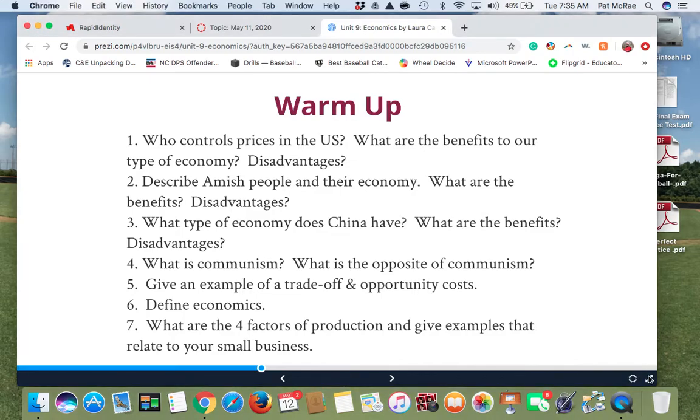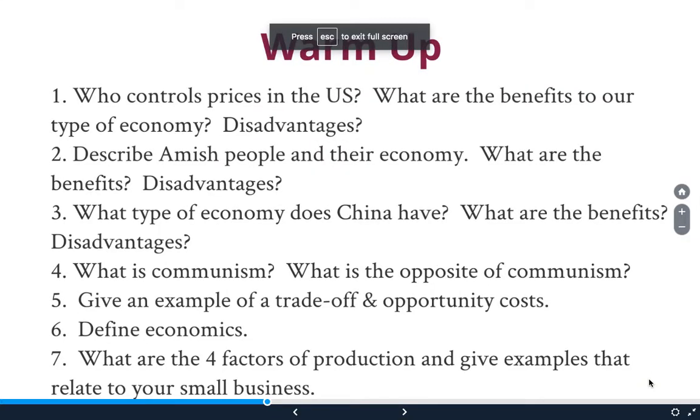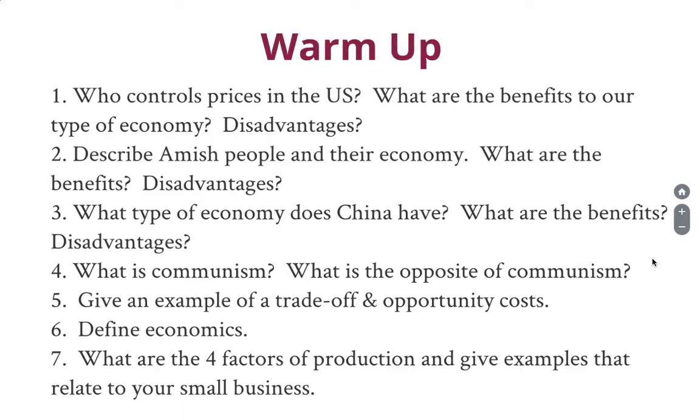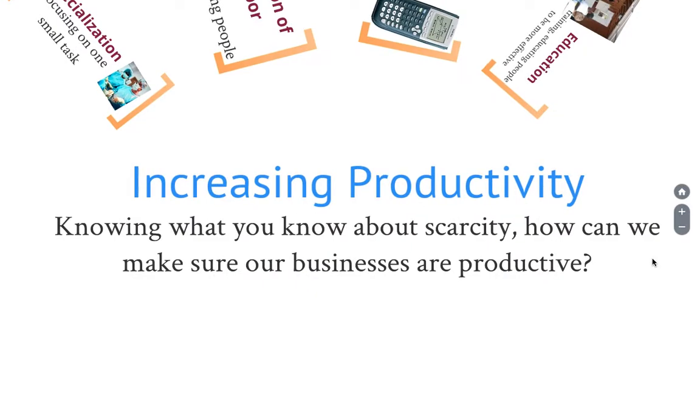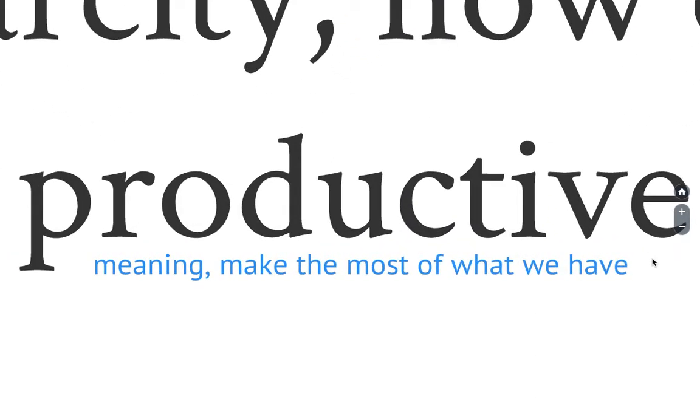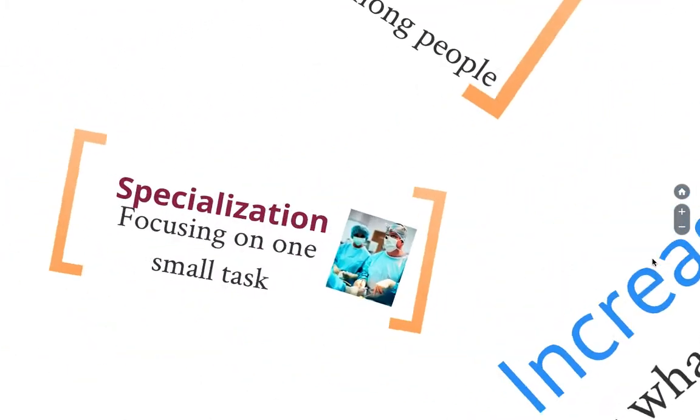Good morning, everybody. Today we're going to continue on with our microeconomics unit, and we're going to talk about the different types of economies and the different types of businesses. Before we talk about the different types of businesses, we need to know how to increase productivity. So what is productivity? It means that we are making the most of what we have. So how can you increase it?